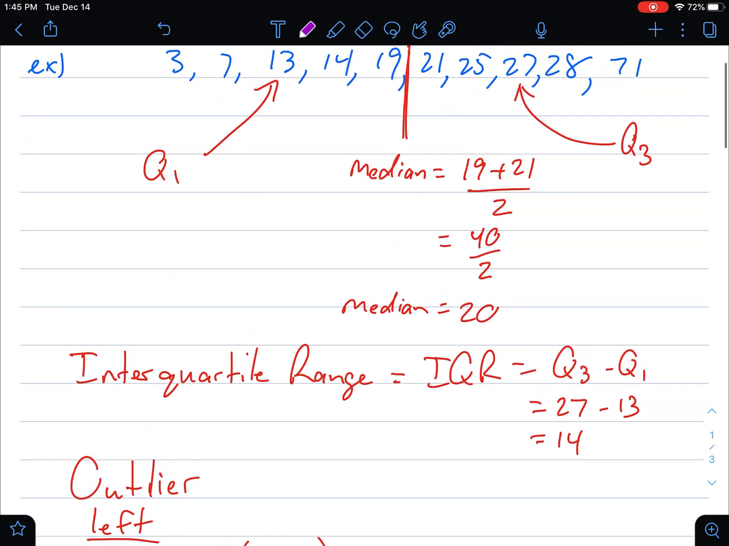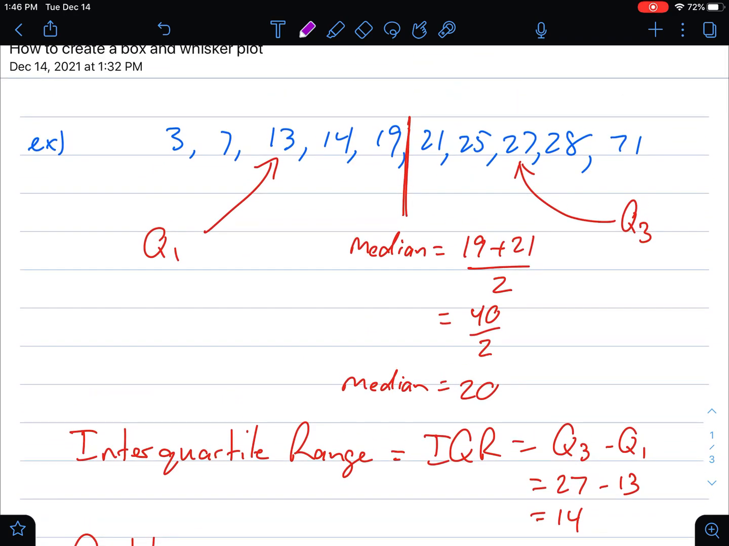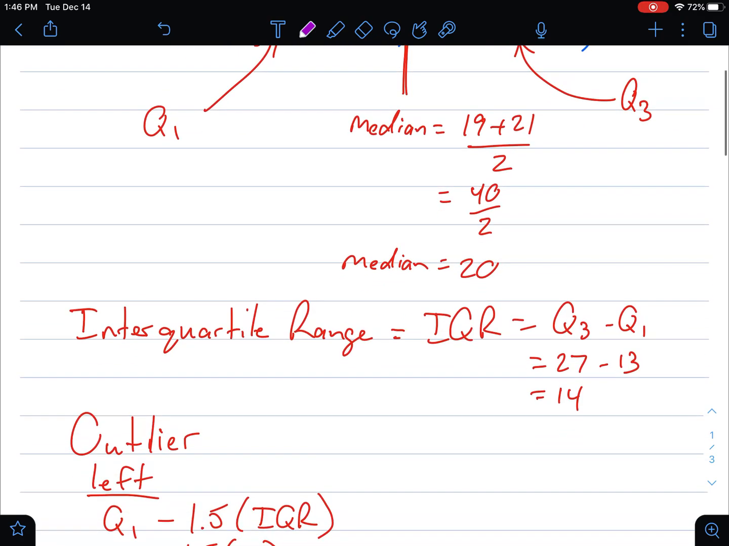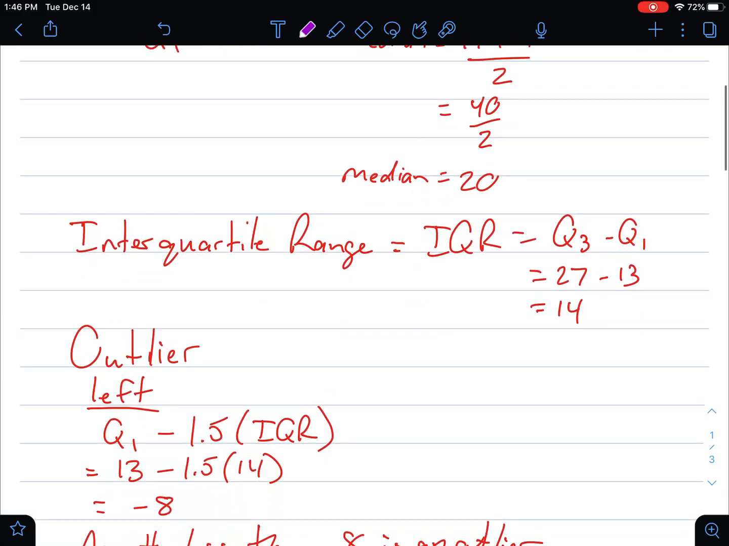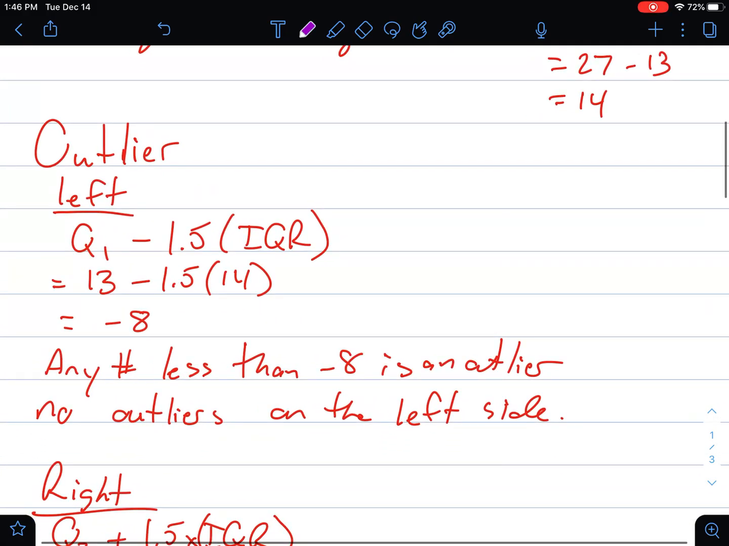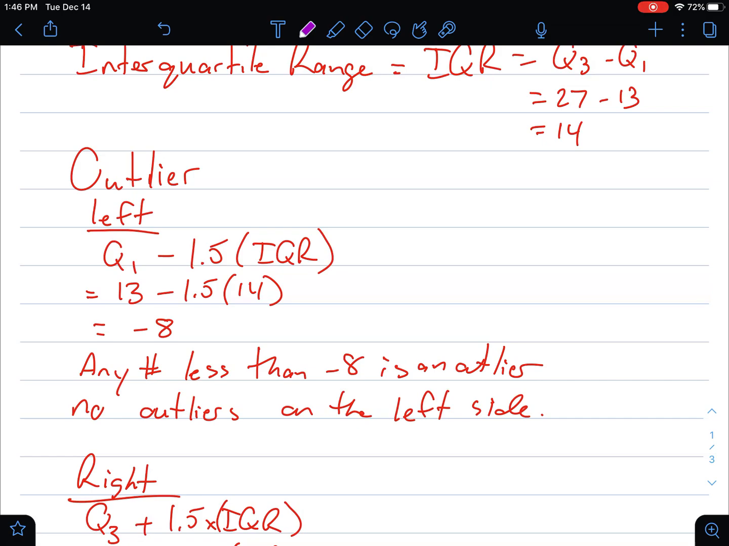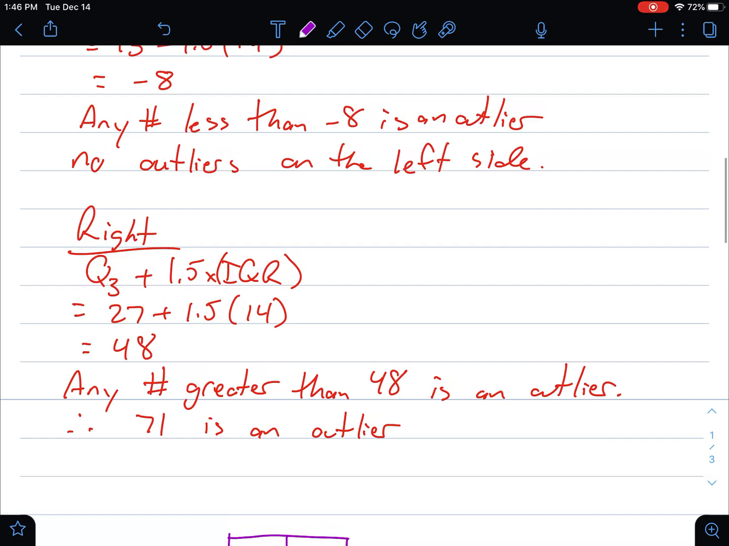Again, I'll go through the steps one more time. You got to find your Q1, your Q3, and your median. Once you've got the median and everything, you got to figure out the interquartile range. Once you got the interquartile range, you can use that to check for outliers. The formula for the left outlier is Q1 minus 1.5 times the interquartile range. Get that number. Any number less than that is an outlier. On the right side, it's Q3 plus 1.5 times the interquartile range. You get that number. Anything bigger than that is an outlier, which in our case, it was 48. Anything larger than 48 is an outlier.